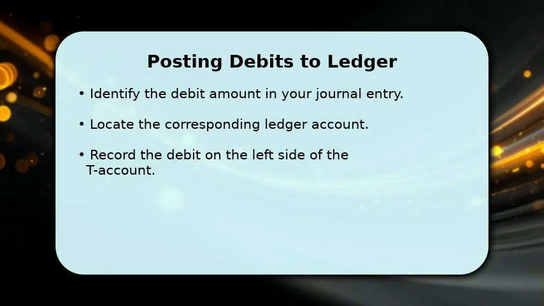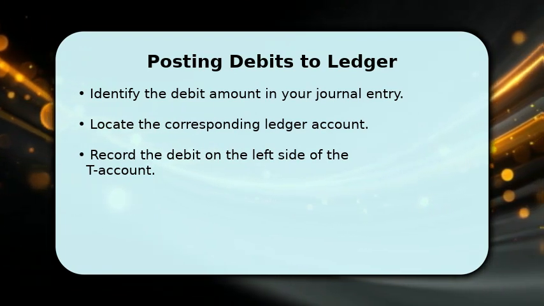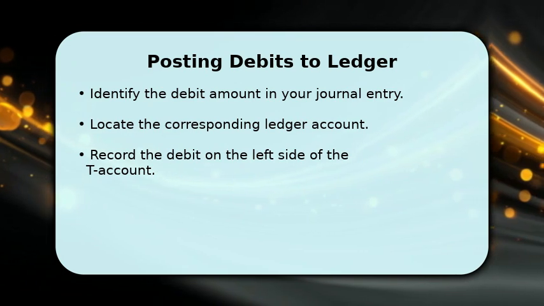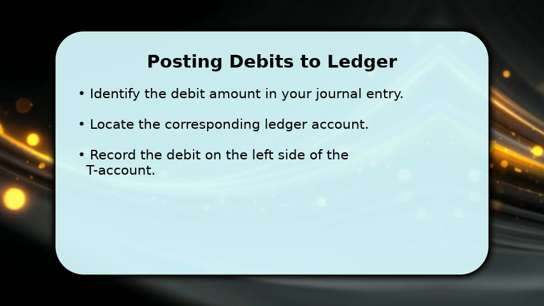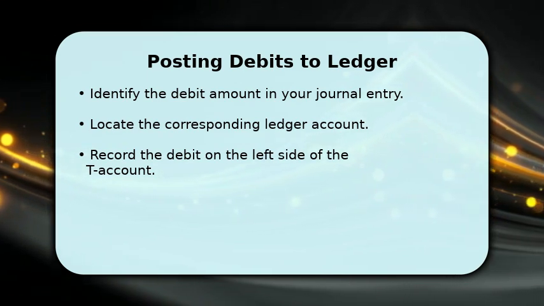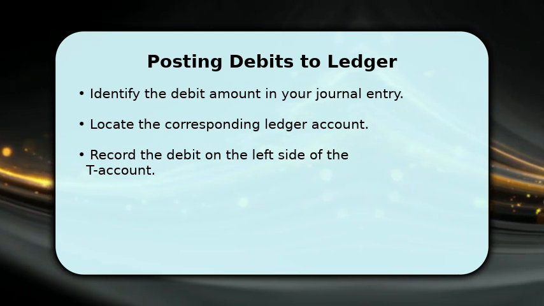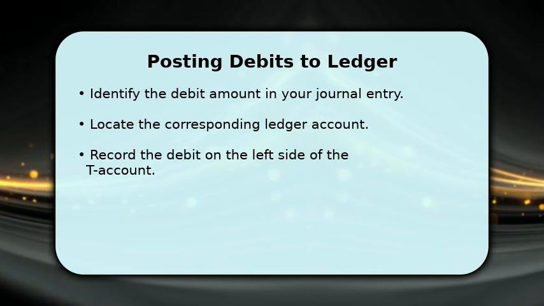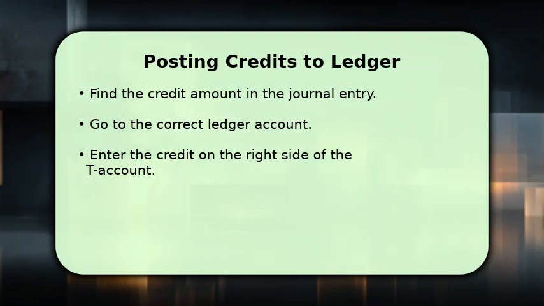Now let's post the debits. For every journal entry, find the account that was debited and its corresponding amount. Go to that specific account in your ledger. On the left-hand side of the T account, which represents the debit side, record the date, a brief explanation, and the debit amount. This step ensures that all increases in assets and expenses or decreases in liabilities and equity are properly reflected.